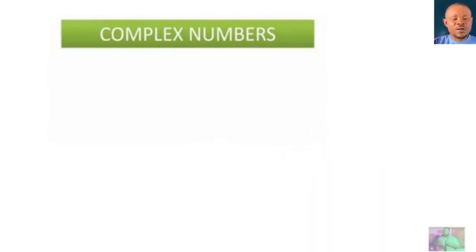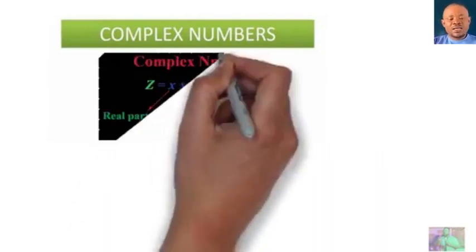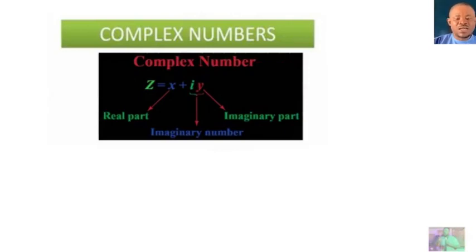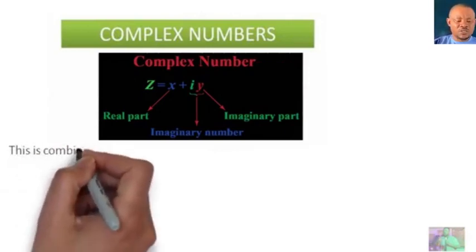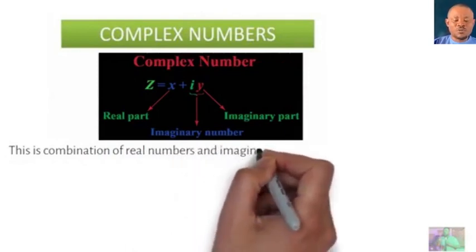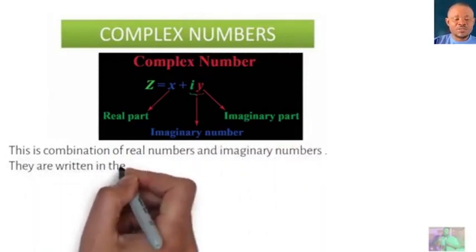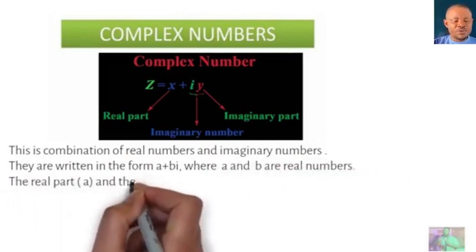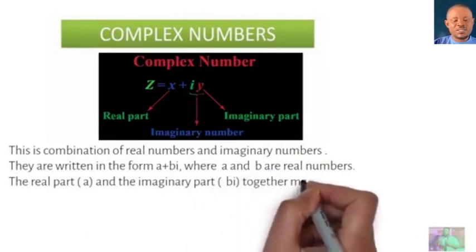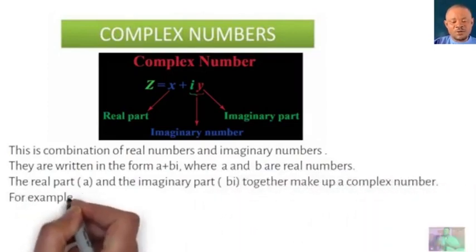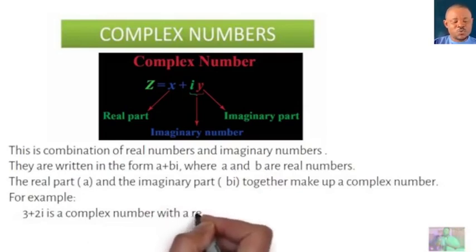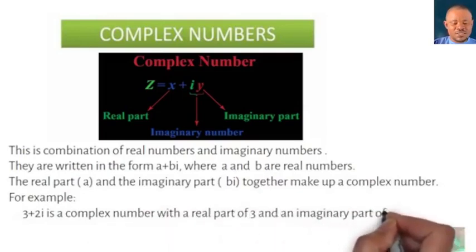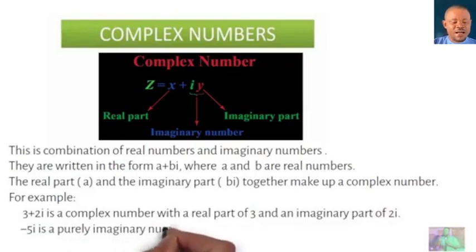A complex number has two parts. Any number that has a real part and an imaginary part is called a complex number. This is a combination of real numbers and imaginary numbers. They are written in the form a + bi, where a and b are real numbers. The real part is a and the imaginary part is bi. Together they make up the complex number. For example, 3 + 2i is a complex number. The real part is 3, the imaginary part is 2i. 5i is a purely imaginary number because it does not have a real part. I'm sure you get the difference.